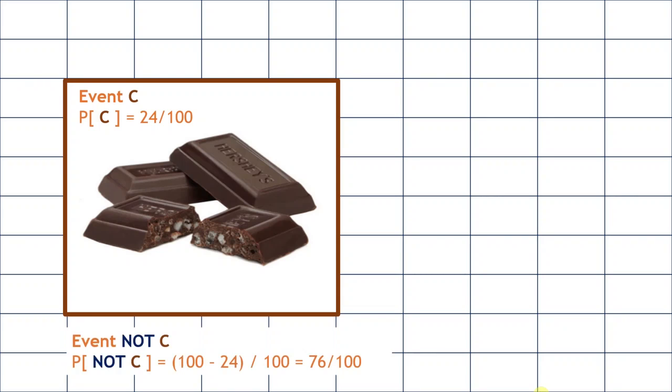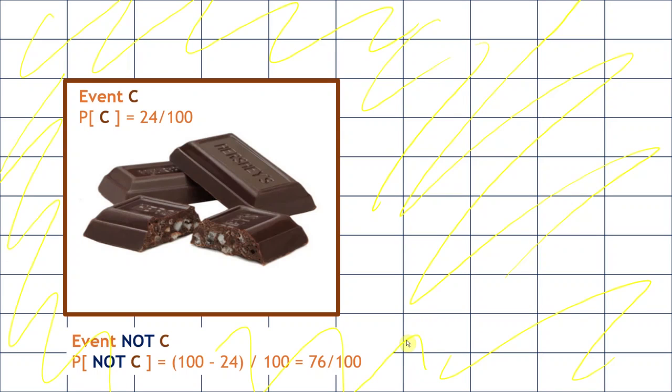And then we can talk about the event of not C. The probability of not C is everything outside of this brown region, and that's right here, right? So all of this is not C, which is the complement of C. And to figure out not C, we'll just take the entire sample space and subtract 24, which is C, from the sample space. And then we divide it by the sample space, which is 76 divided by 100, or 76%.